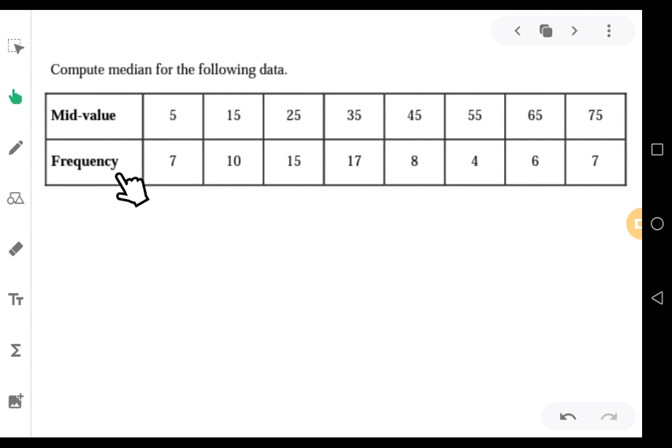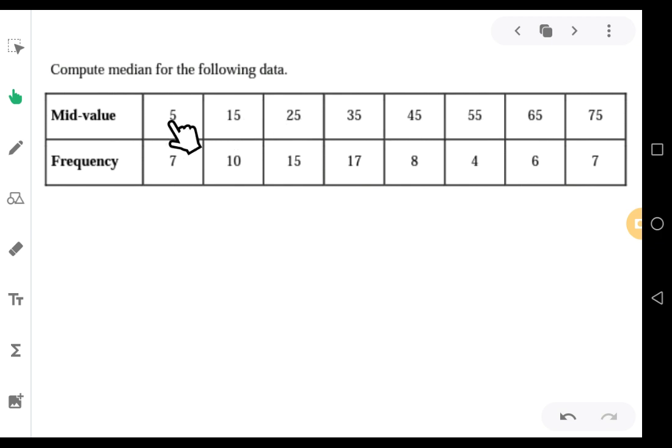So mid values and frequencies of a continuous series distribution are given. In the process of calculating median, first thing we have to convert these mid values into class intervals. How do we do that? First thing, find the difference between mid values. Find the difference between each of the mid values.